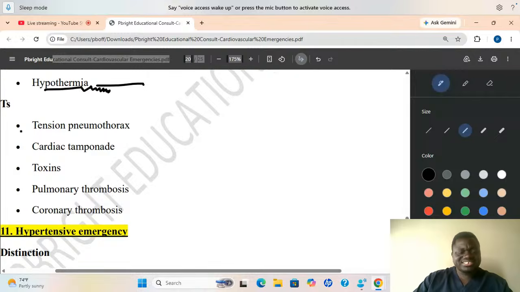Now let's look at the T's. If you know the answer, shoot. The T's: tension pneumothorax, cardiac tamponade, toxins, pulmonary thrombosis and coronary thrombosis. These are the T's. You look for them, then what? You treat.